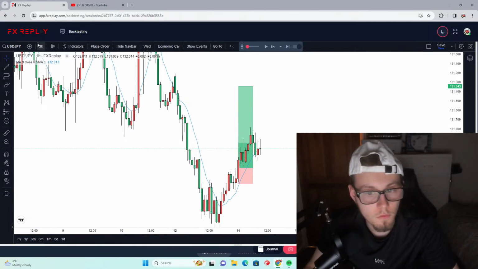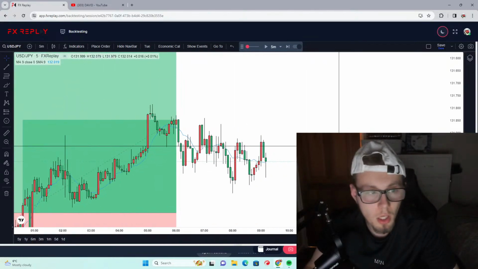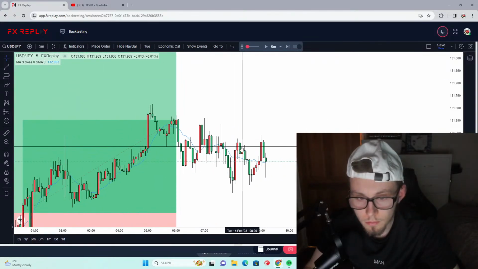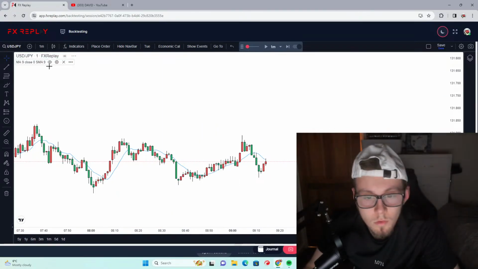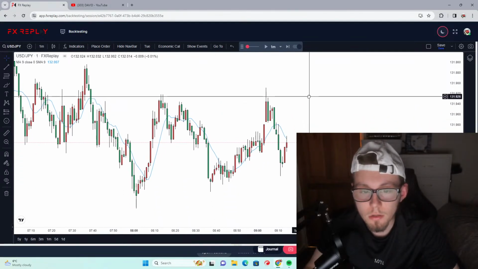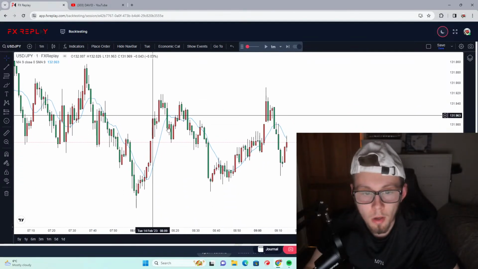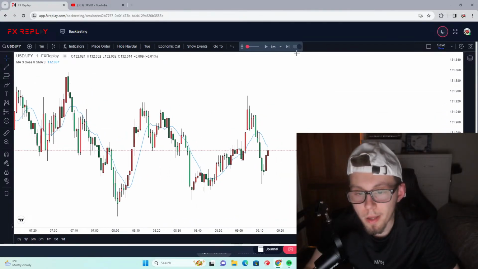Yeah, this is beautiful for shorts. What the hell? This is beautiful. It looks kind of sloppy. It really does. Yeah, I'm looking for shorts.